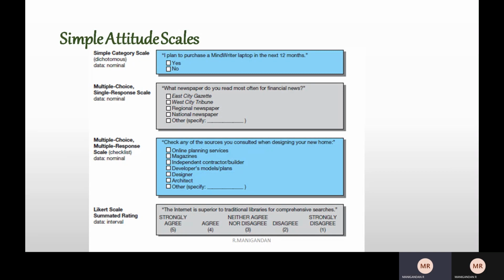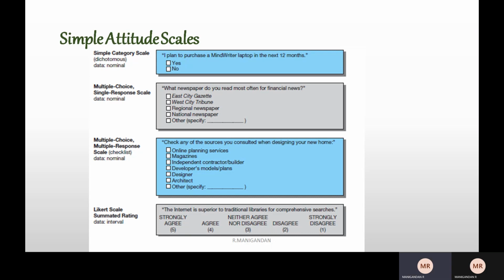And multiple choice questions. What newspaper do you read? You can say which paper you read. So that is based upon choices. That is called nominal data. So nominal data indicates checklists.